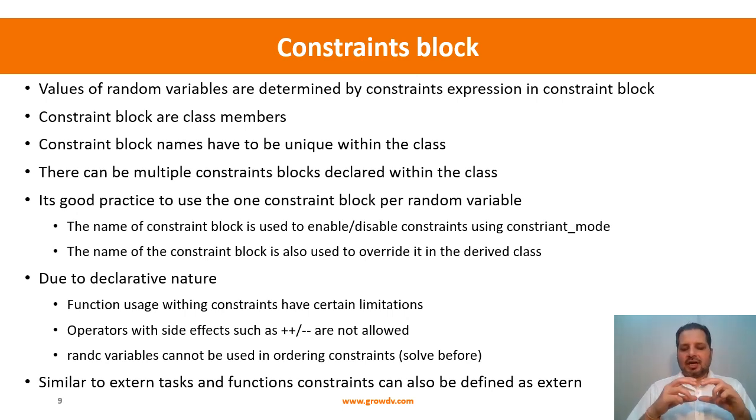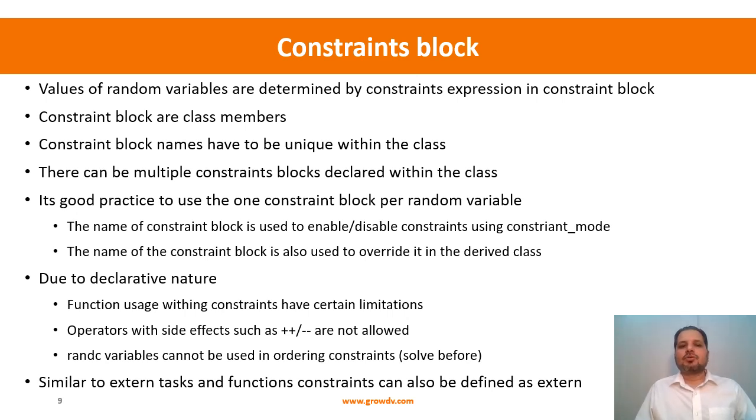A constraint block consists of the constraint keyword, the name of the constraint, and then curly braces inside which you provide some expressions, and then you end the curly braces. This constraint keyword, the name of the constraint, and the two curly braces, the opening and the ending one, together are called a constraint block. Now what are some of the rules associated with the constraint block? There are many; I am looking at the important ones.